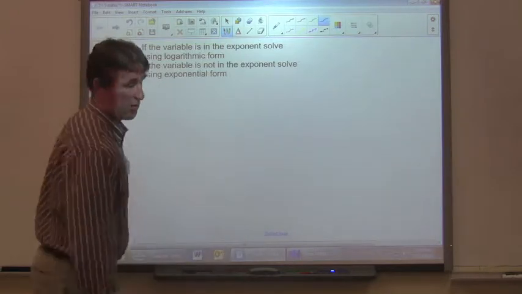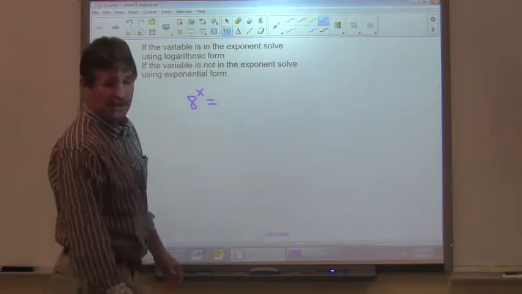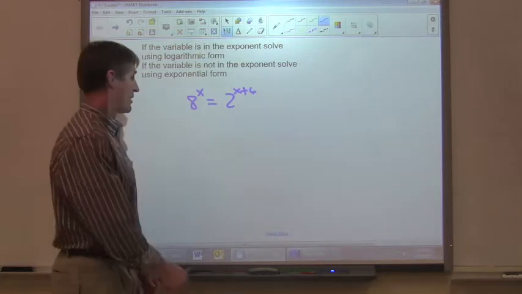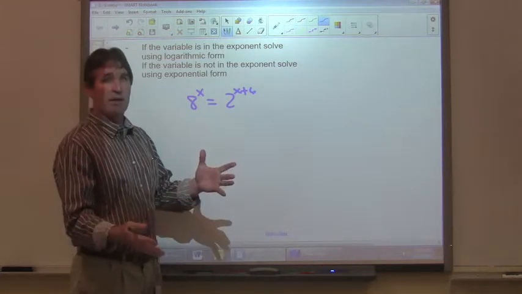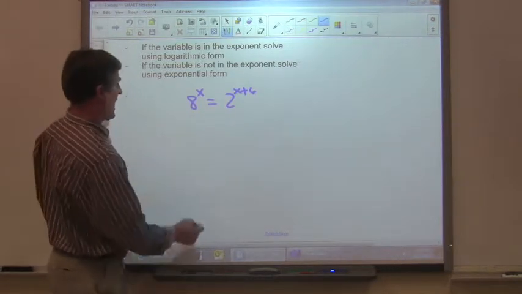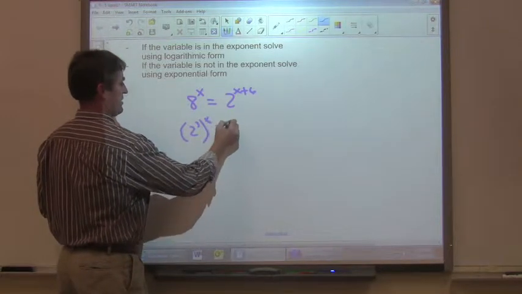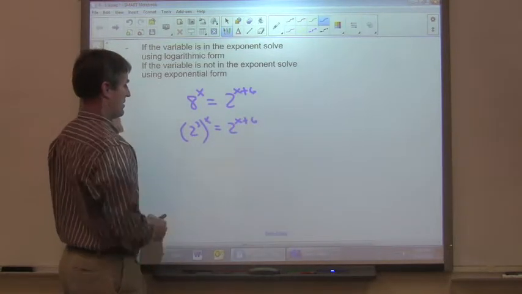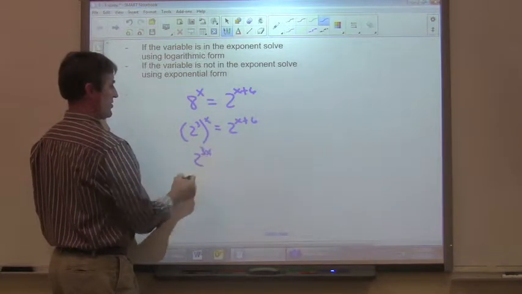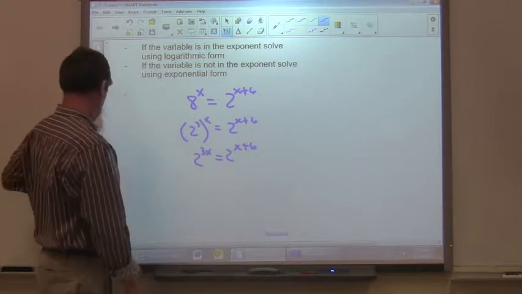So an example, first one. 8 to the x is equal to 2 to the x plus 6. Now we could do mental math like we did before, because in this case we could change it to the same base, and we could write 8 as 2 to the 3rd. And so this would be, remember, a power to a power we multiply. So that's 2 to the 3x equals 2 to the x plus 6.